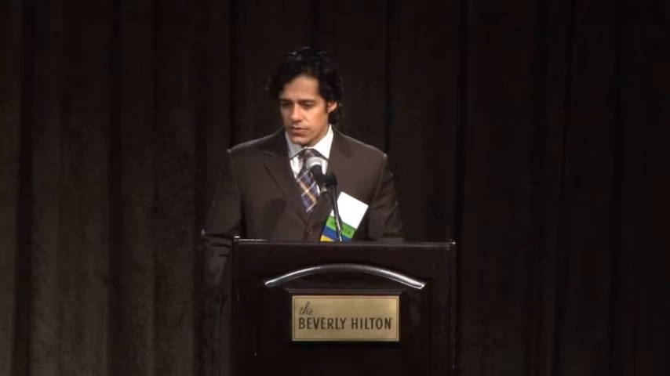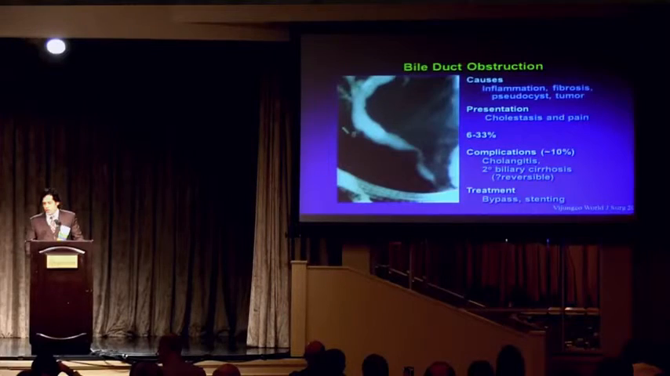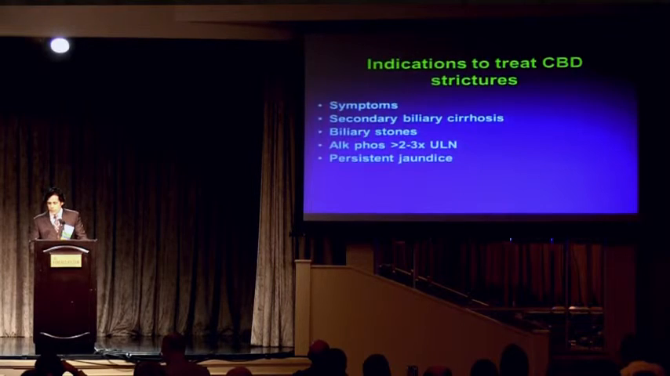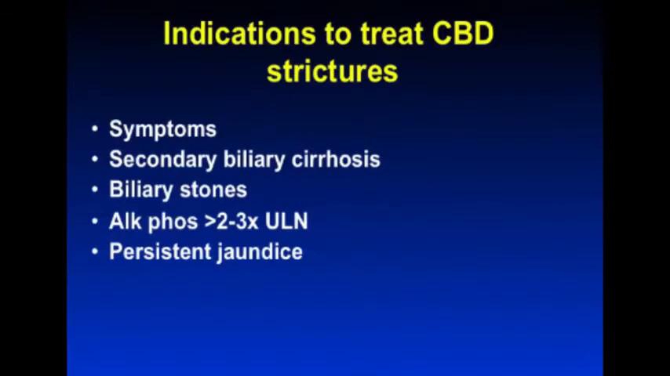So the presentation for biliary obstruction, cholestasis, and pain. It can happen in up to a third of patients, which is significant. And they can be complicated in about 10% with cholangitis and significantly biliary cirrhosis, which in some series was actually reversible with surgical decompression. And the treatments there are either bypass or stenting. So the indications are really symptomatic or elevated LFTs, and you're concerned for progression into cirrhosis.